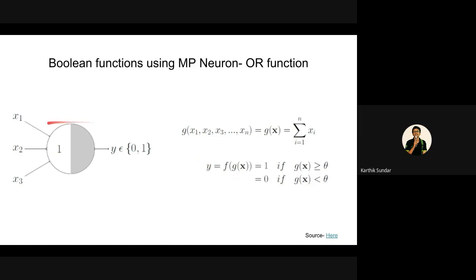So let's say all 3 are 0, like x1, x2, x3, all 3 are 0. Then g of x will be the sum of all 3, which is 0. And 0 is less than the threshold, 1. So it will give 0. So this particular neuron mimics an OR function. That's how the thresholding logic works here. So what you saw is, based on a few inputs, you can set the threshold in such a way that this particular neuron will mimic a Boolean function.